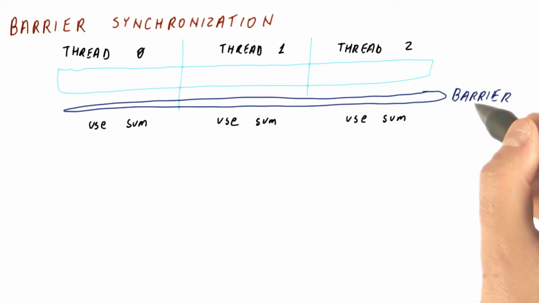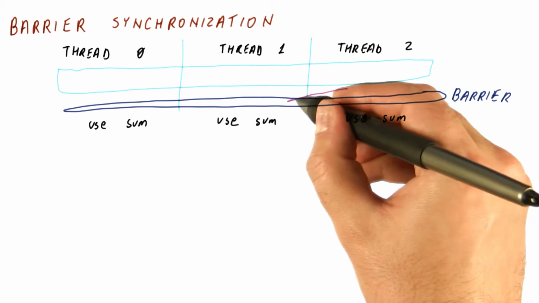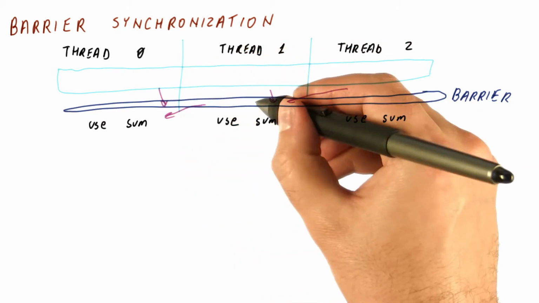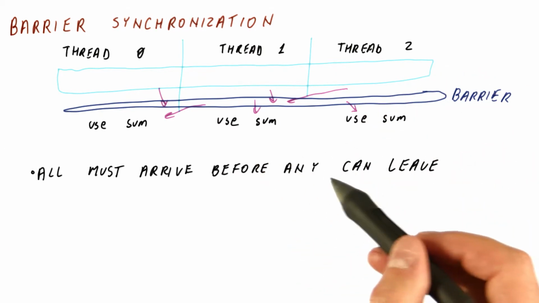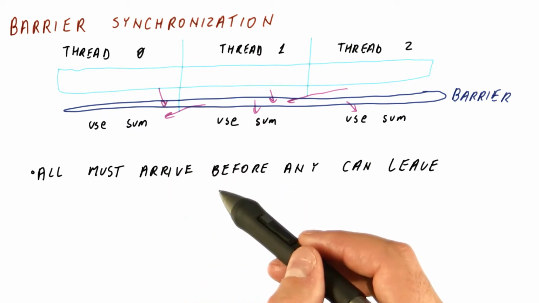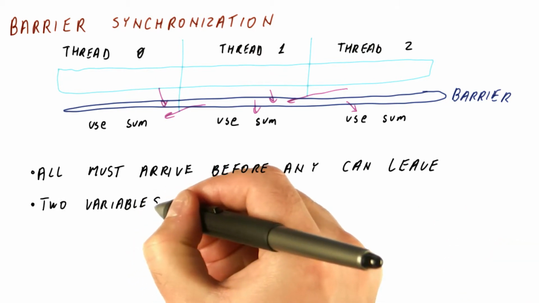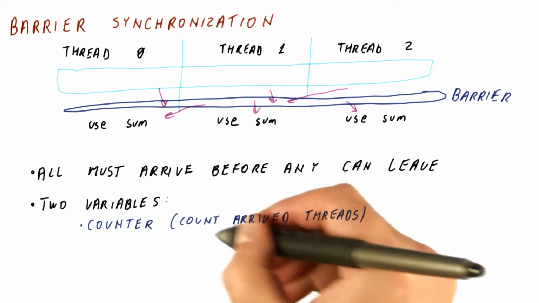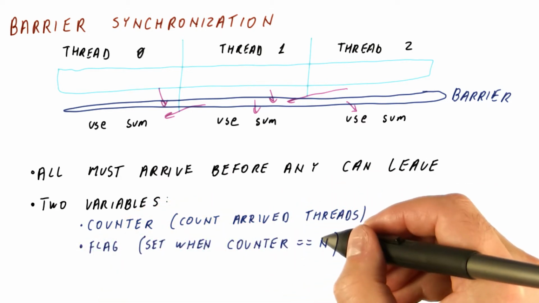So the barrier pretty much is a global wait that ensures that all threads have entered the barrier before any of them can proceed past the barrier. So the barrier synchronization ensures that all threads that need to arrive to the barrier have arrived before any can leave the barrier. A barrier implementation can have two variables, a counter that counts how many threads have arrived, and a flag that gets set when the counter finally reaches n.